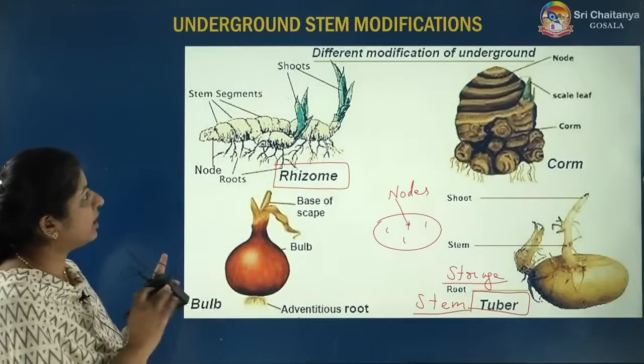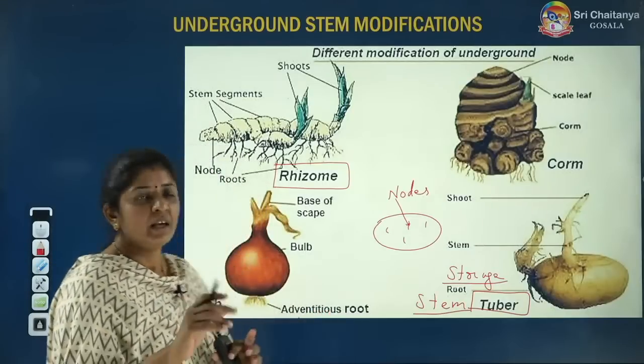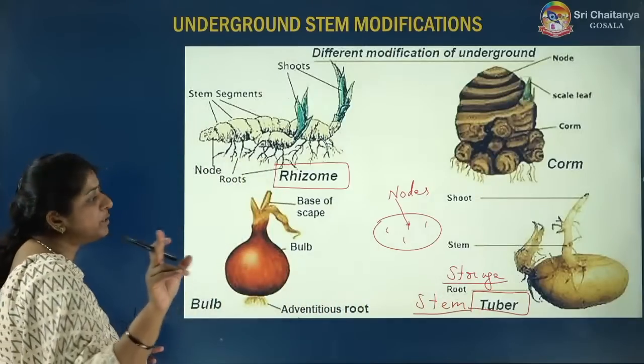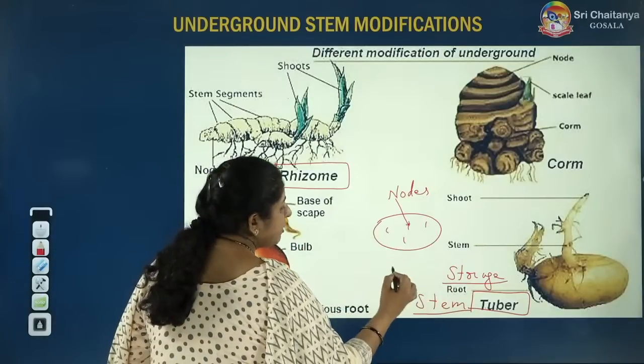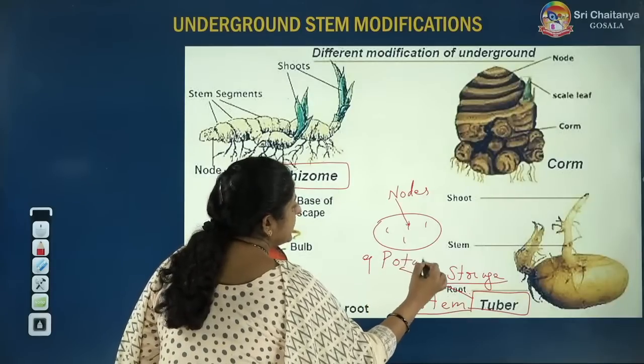Right now I am on underground stem modification. Under aerial stem modification I will say. Fine. Okay. So here I repeat, this is a tuber, one modification. Just now I told you. And what example over here of tuber? Many times I spoke. Potato will be the example here.